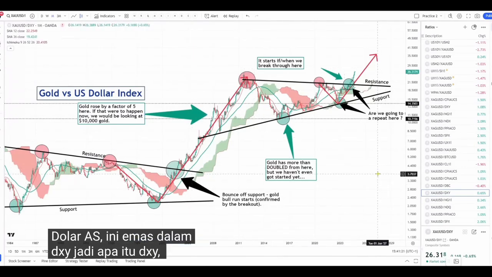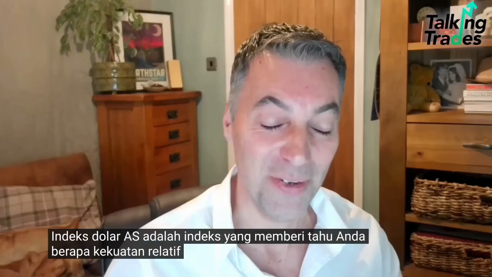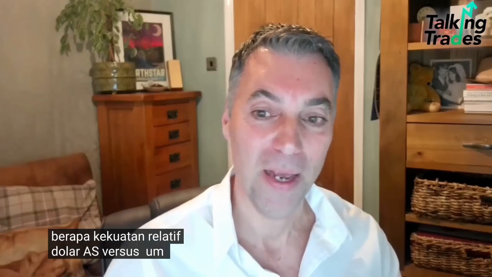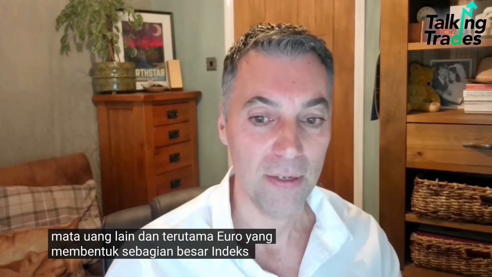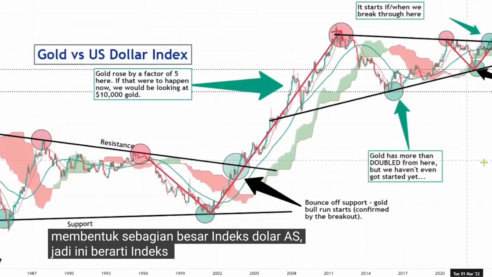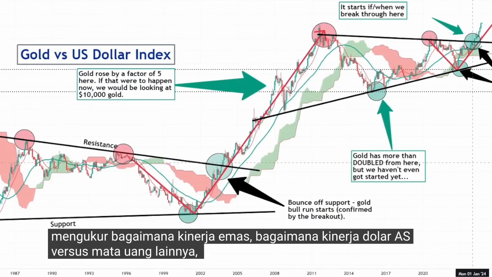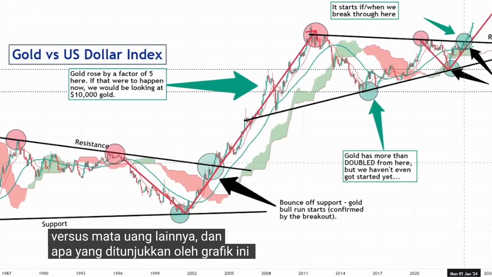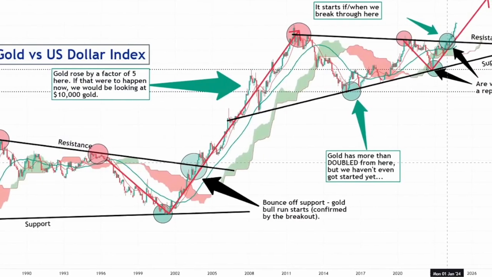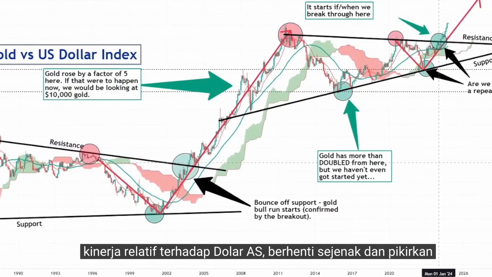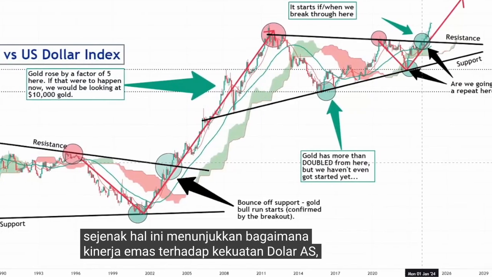So what is DXY? Well, DXY, the US dollar index, is an index that tells you the relative strength of the US dollar versus a basket of other currencies, and primarily the euro, which makes up the bulk of the US dollar index. So the US dollar index is measuring how the US dollar is performing versus other currencies. And what this chart tells you is how gold is performing against the US dollar's relative performance. Just pause and think about that for a moment. This is telling how gold is performing against US dollar strength.